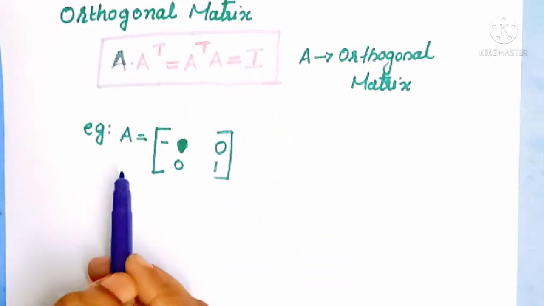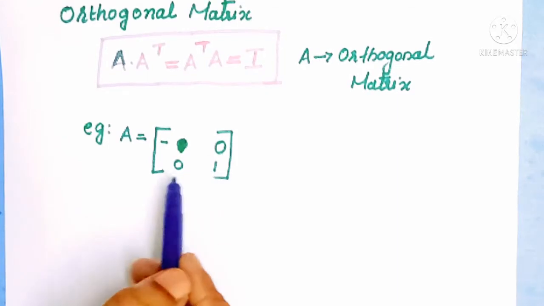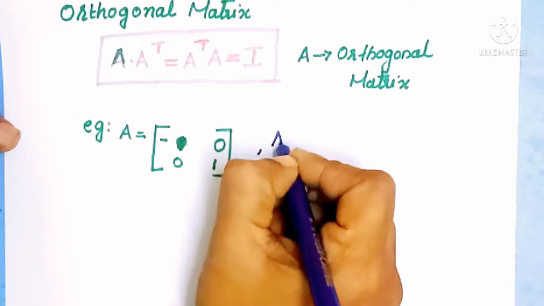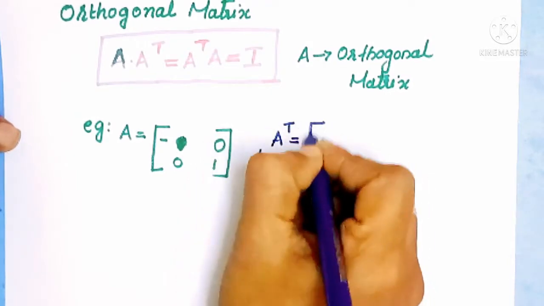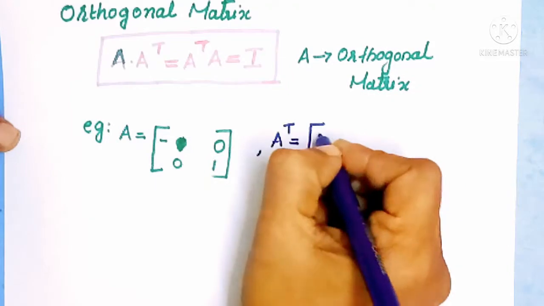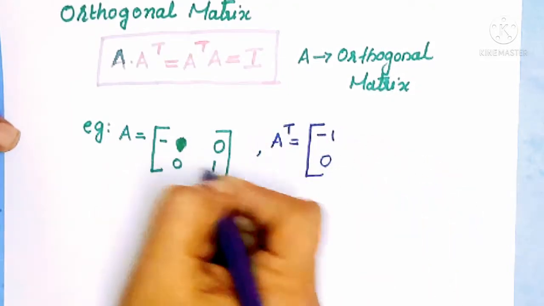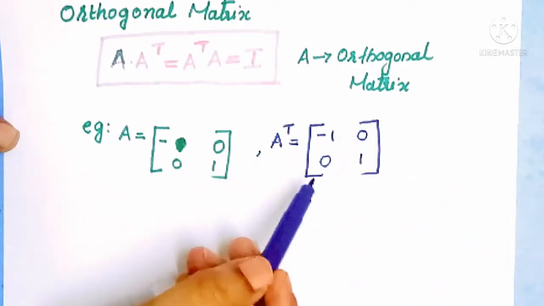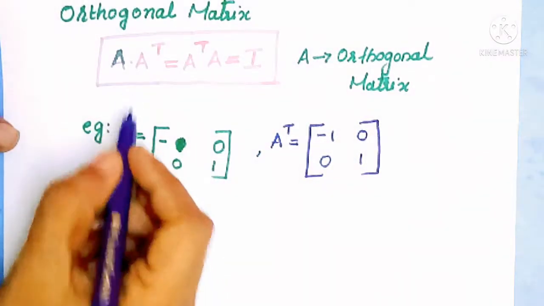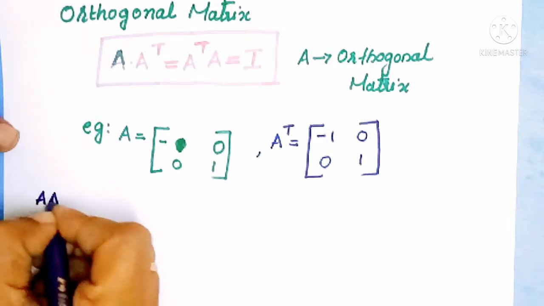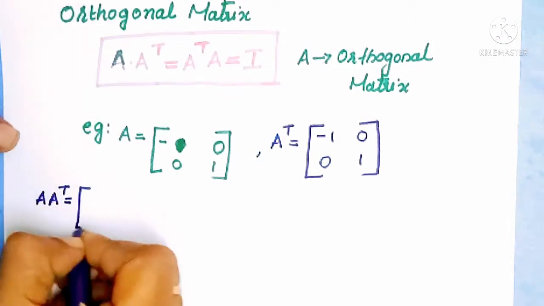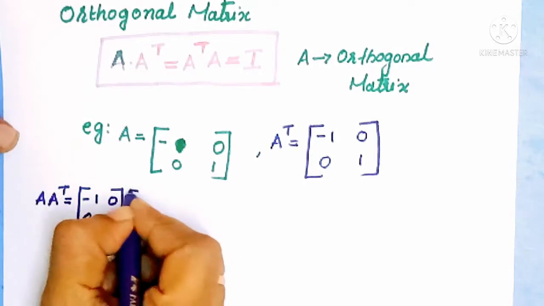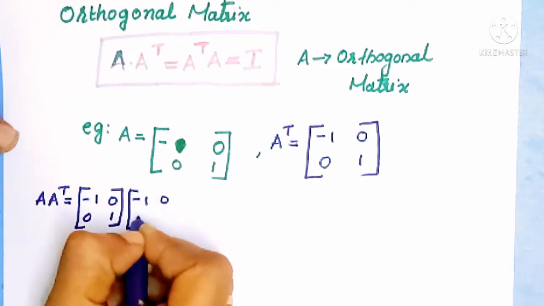Here I am taking a matrix A equal to [-1 0; 0 1]. First we can take the transpose of this matrix. A transpose: rows become columns. So -1 0 becomes the first column, -1 0, and 0 1 becomes the second column, 0 1. This is our A transpose matrix. Then we can take A into A transpose. So A is [-1 0; 0 1], and A transpose is [-1 0; 0 1].